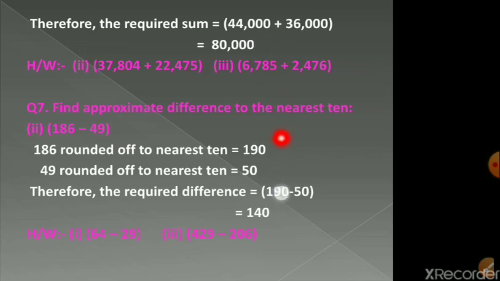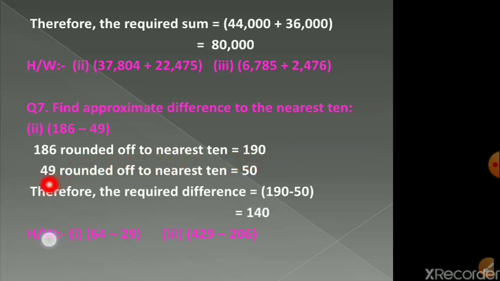Next, question number 7. Find the approximate difference to the nearest 10. Now it is similar to the addition only. 186. Now since we are rounding off the number to nearest 10, we will be checking the units place or ones place. So in the ones place we have 6, which is more than 5. So the digit in the unit place will become 9. So after rounding off, it will become 190.